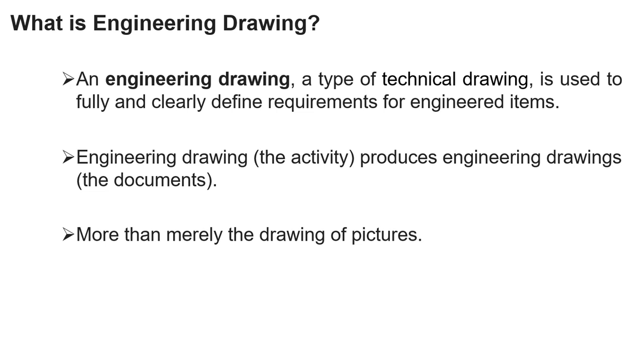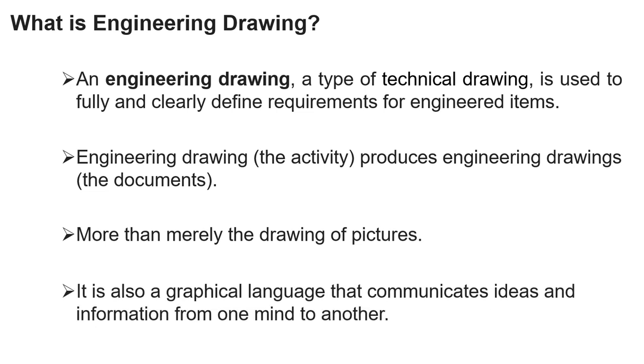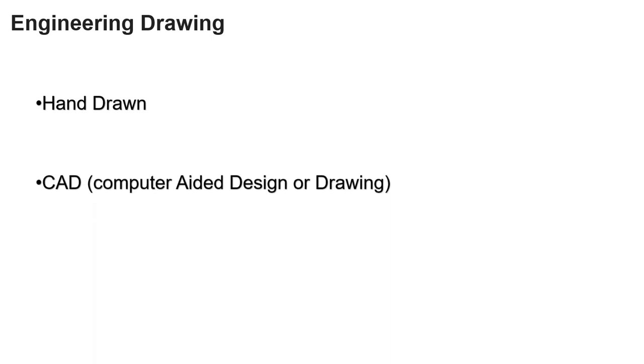It's nothing like a picture which we can take from a camera. It is also called a graphical language that communicates ideas and information from one mind to another mind. We can differentiate engineering drawing into two: hand drawn and computer aided design or drawing. First, we can see hand drawing or hand drafting.